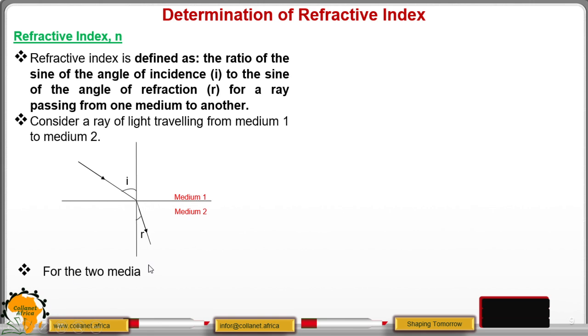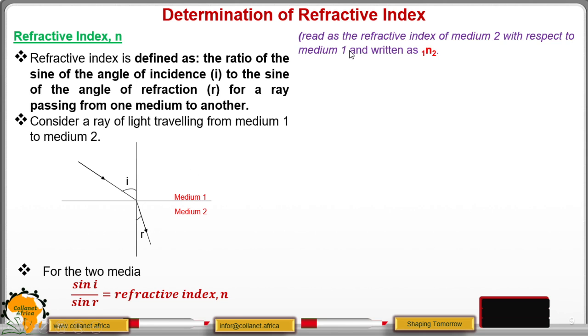Now, for these two media, you find that the refractive index is equal to sine of I over sine of R. This is read as refractive index of medium 2 with respect to medium 1 and is written as this. Refractive index of medium 2 with respect to medium 1 is given by sine of I over sine of R.